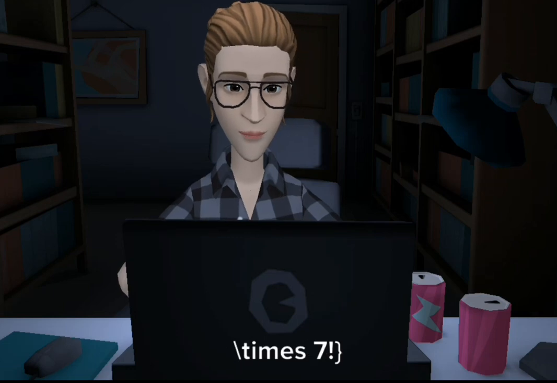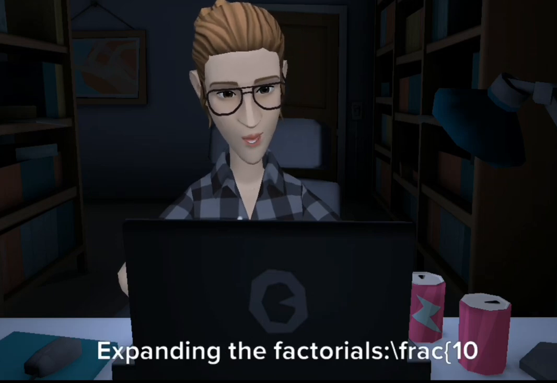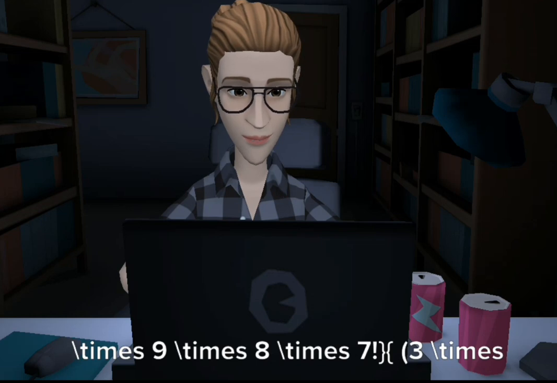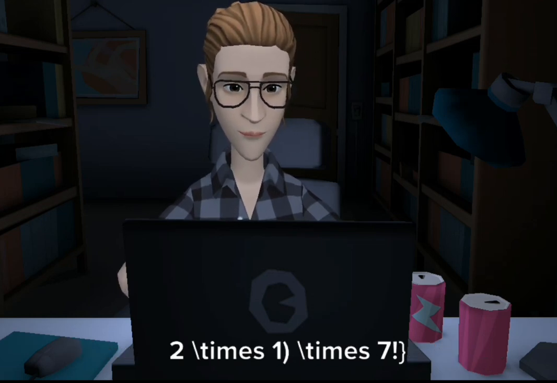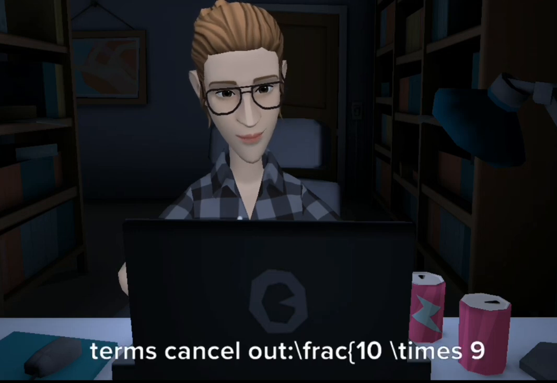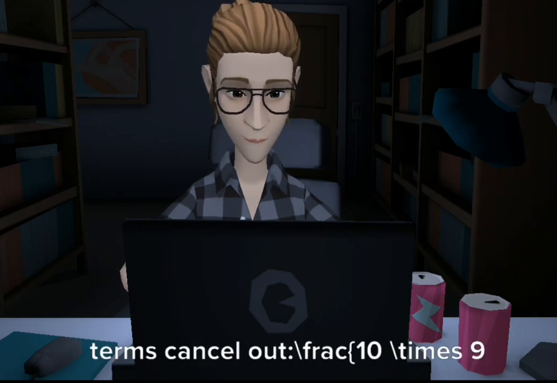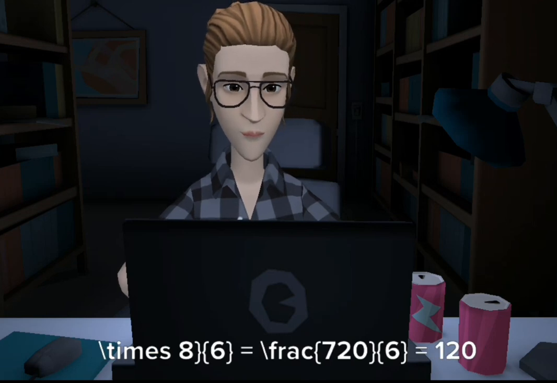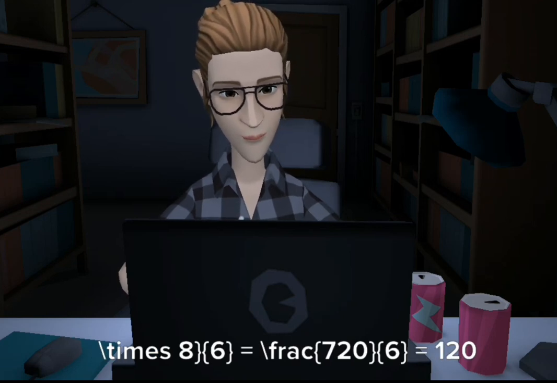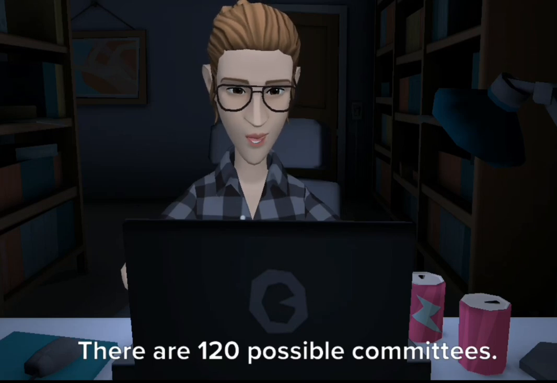Expanding the factorials: frac{10 times 9 times 8 times 7!}{3 times 2 times 1 times 7!}. The 7! terms cancel out. Frac{10 times 9 times 8}{6} equals frac{720}{6} equals 120. There are 120 possible committees.